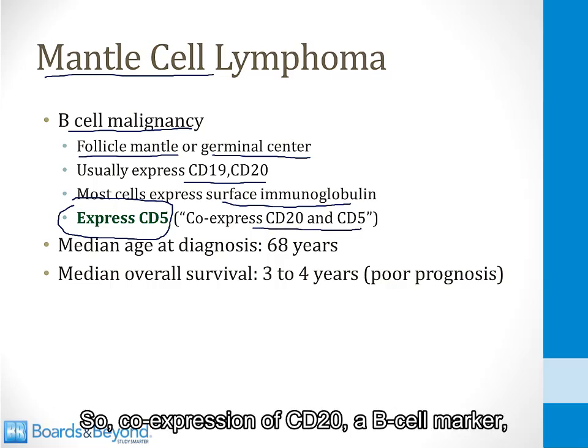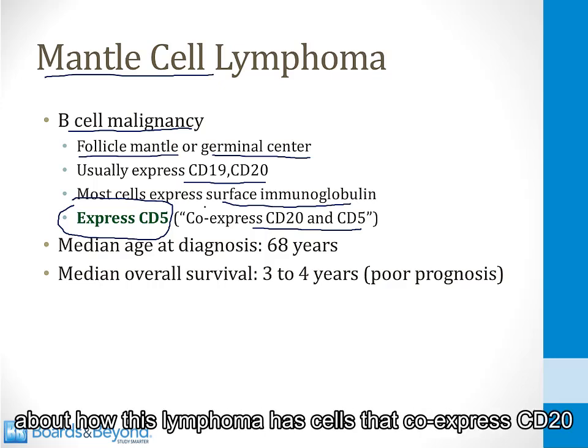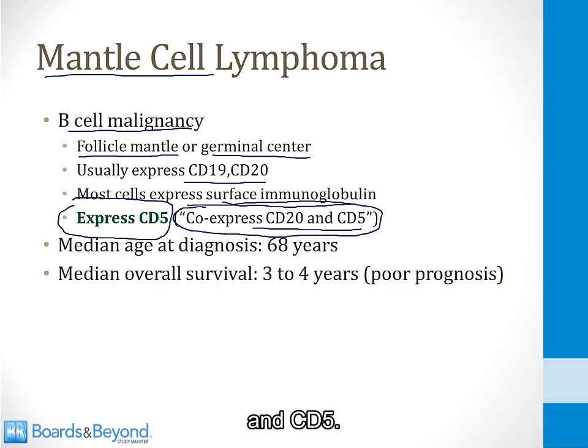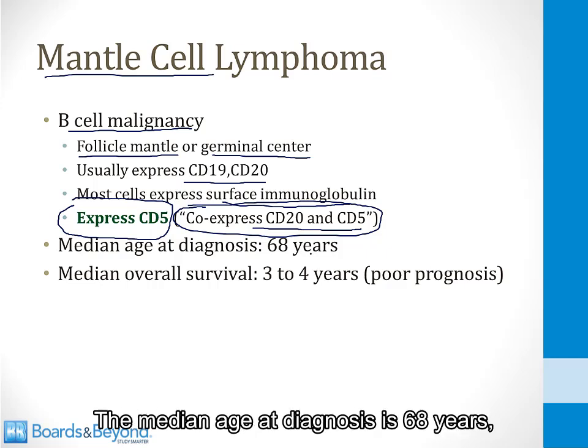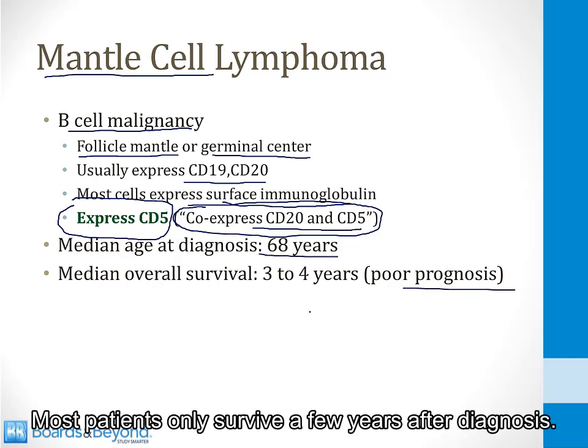So co-expression of CD20, a B-cell marker, and CD5, a T-cell marker, is unusual. Thus, you will often read in textbooks about how this lymphoma has cells that co-express CD20 and CD5. This is also a cancer of older patients. The median age at diagnosis is 68 years, and it has an overall poor prognosis. Most patients only survive a few years after diagnosis.